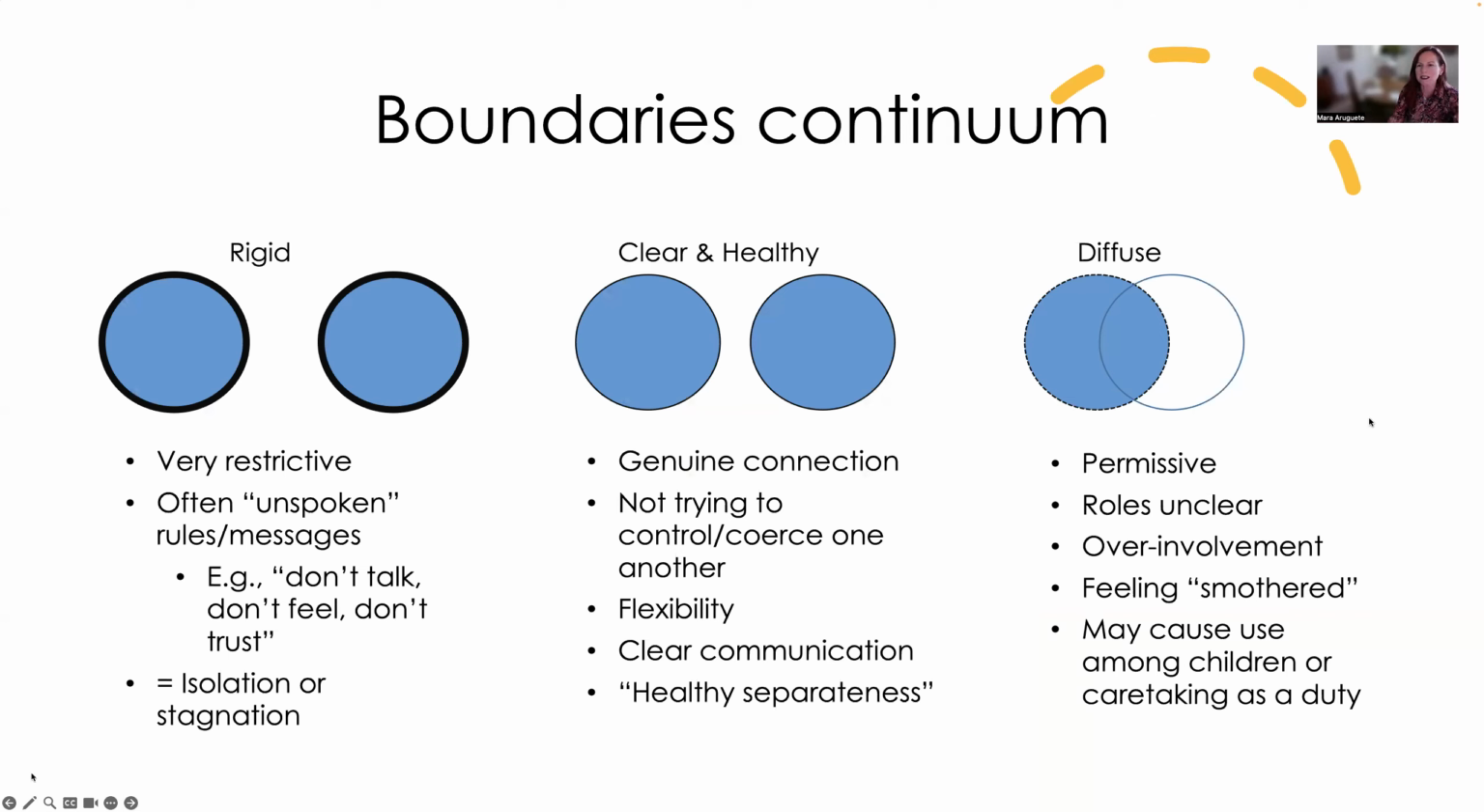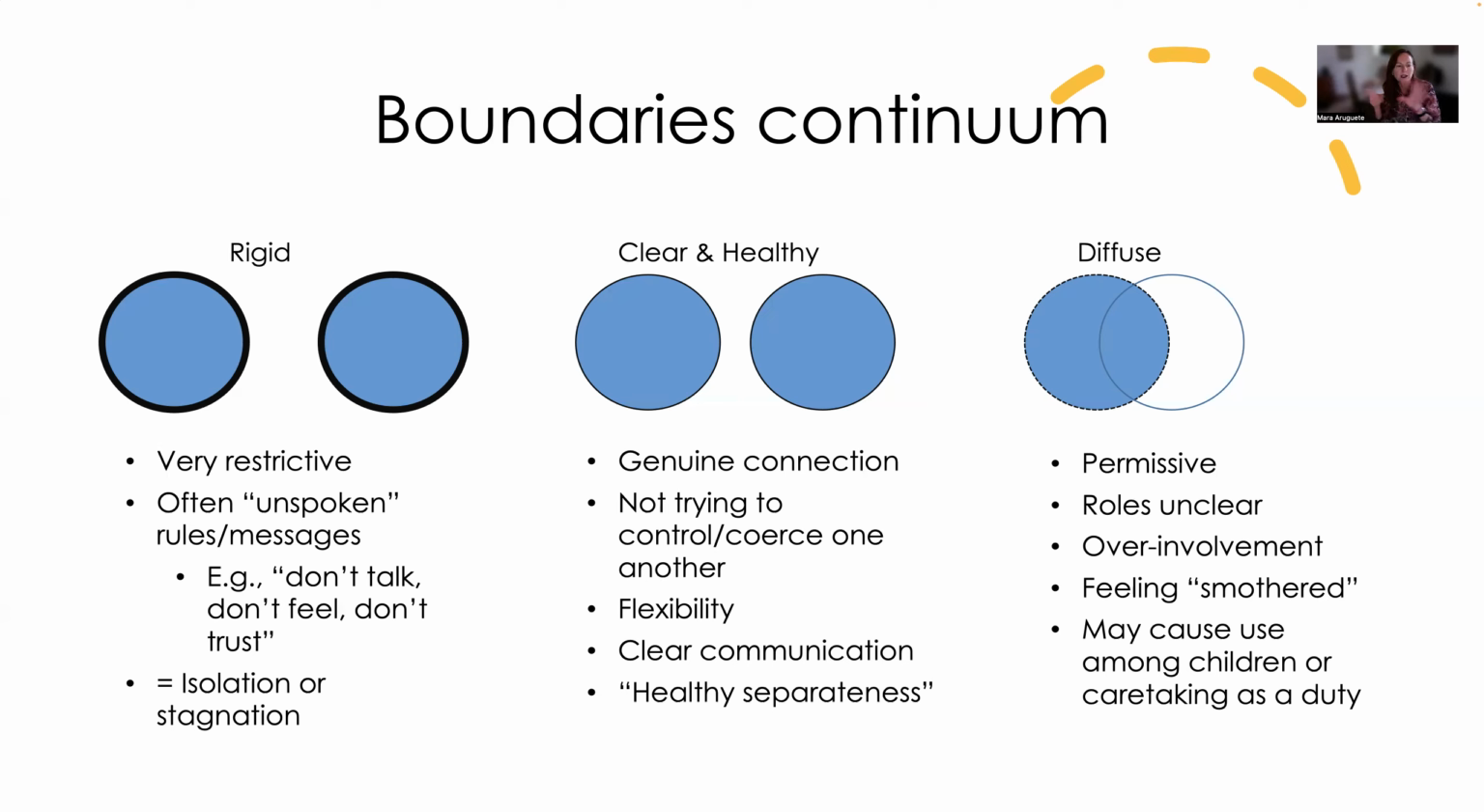There's a boundaries continuum, and you might think about the boundaries that you have in your family. There are quite rigid boundaries. The dark lines here around the rigid boundaries refer to real intense separation. So these are different people and different roles in the family. In the very rigid one, it's very restrictive. Everybody is in their place. And there are often some unspoken rules or messages, and we'll talk about some of these on the next slide.